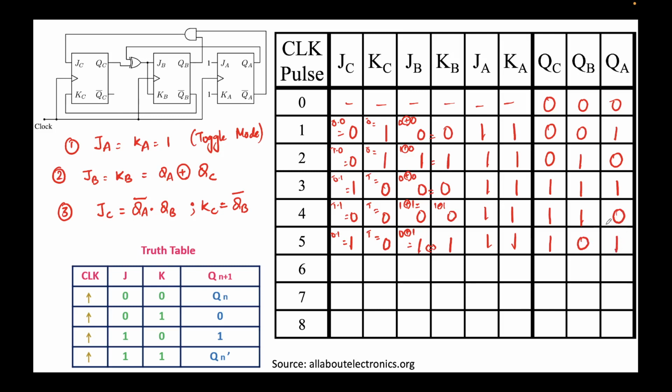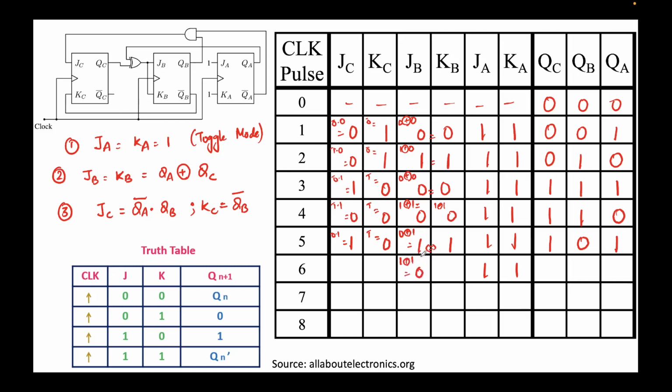No, we still haven't reached. So 1, 0, 1. We still haven't reached 0, 0, 0. Let's keep going. The inputs are 1 and 1. JB, KB is QA XOR QC. QA XOR QC means 1 XOR 1. Both the inputs are high, so the output would be 0.